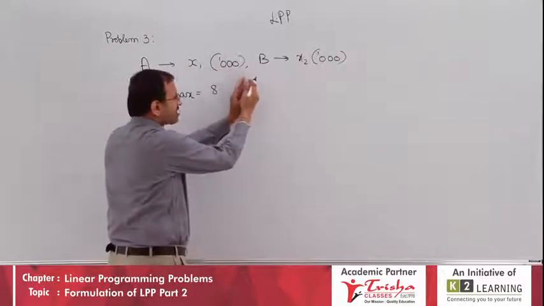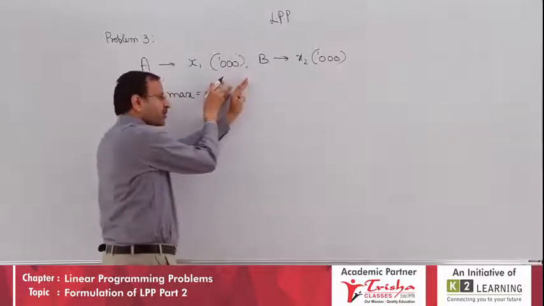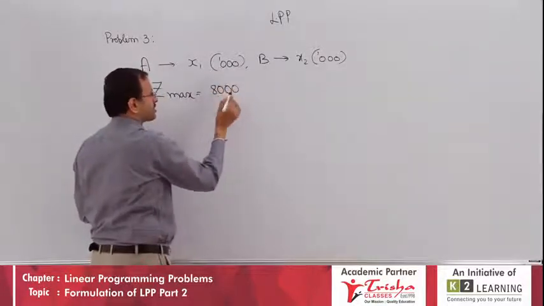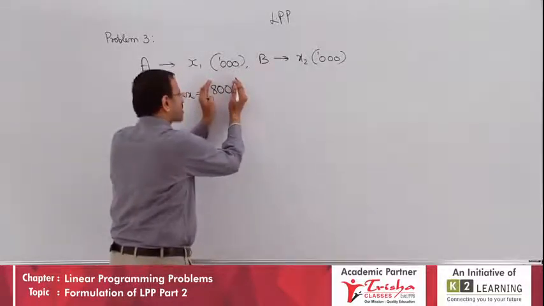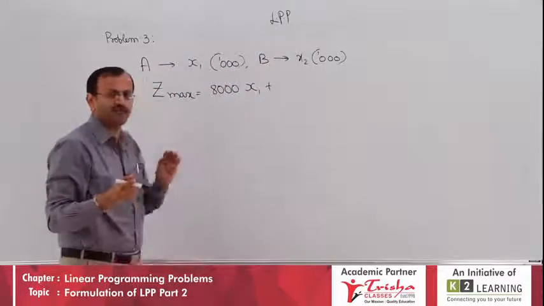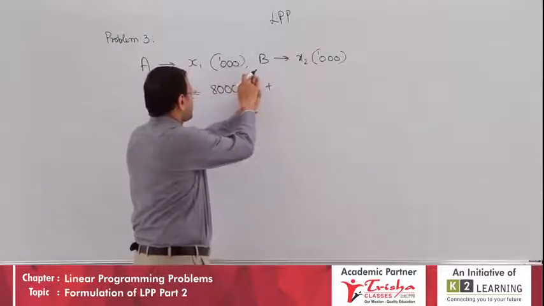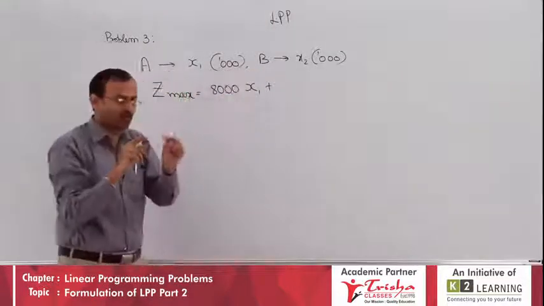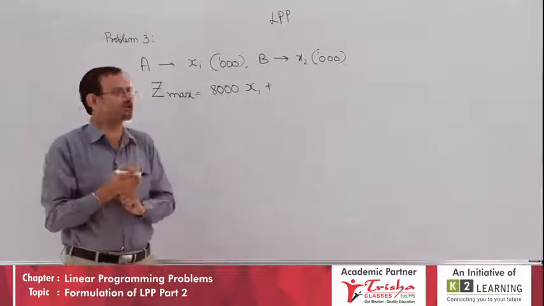Since x1 represents number of bottles in thousands, I should take 1000 bottles, and ask what is the profit? Then only it will be correct. 1 bottle 8, 1000 bottles 8000. 8000 profit for 1000 bottles, into how many units? x1. Let us assume for clarity there are 5000 bottles to manufacture. 5000, I write 5 here, here 8000. So 5 into 8000, 40,000. Is it correct? 1 bottle 8 rupees, 1000 is 8000, into 5, which is 40,000.